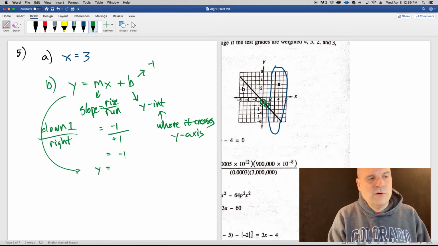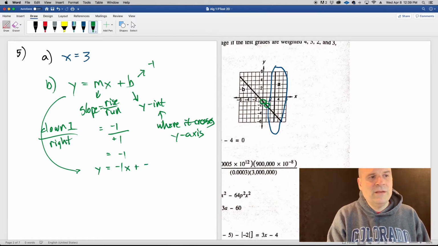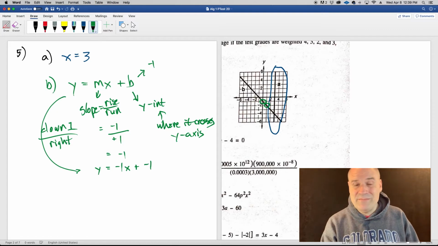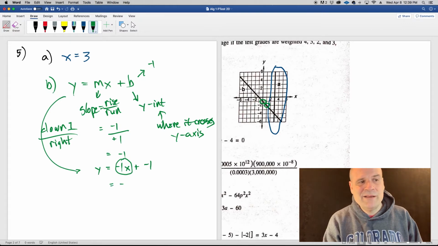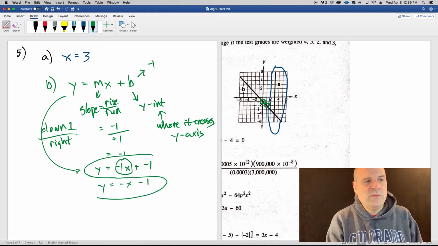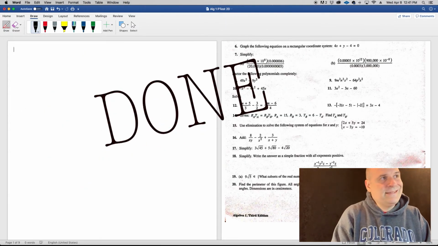Y equals slope, which is -1, x plus the y-axis intercept, which is -1. Okay? That's it. This is fine. It's probably simpler when you have a -1x to just say -x and then plus -1. You can leave it like that, or you can say -1. Both of these are the right answers. So if you put one of these, that's correct. Good job.